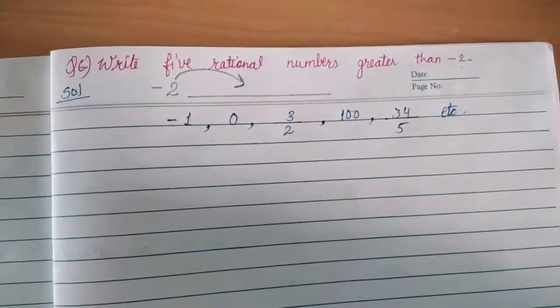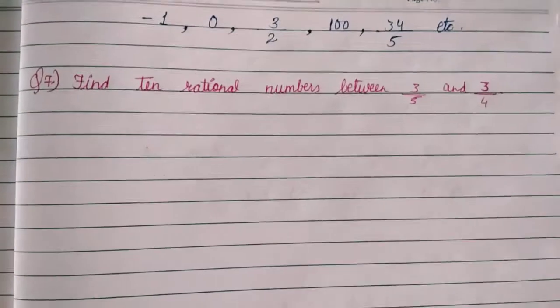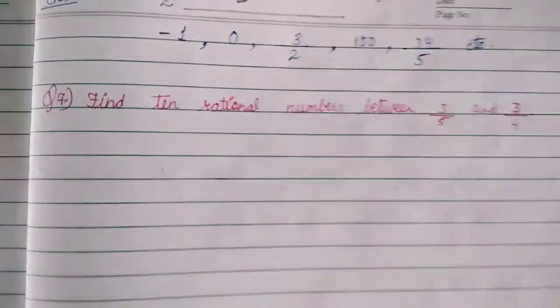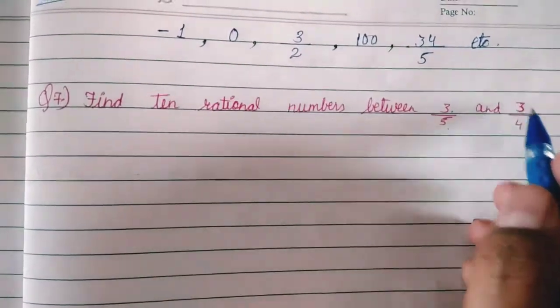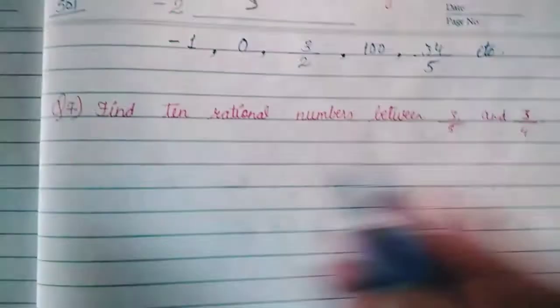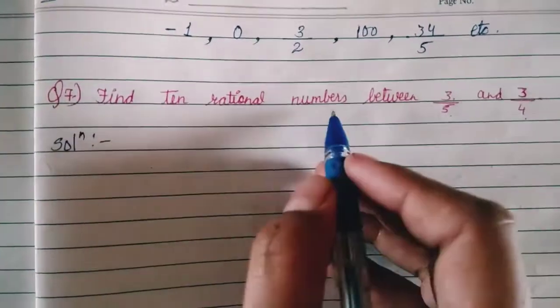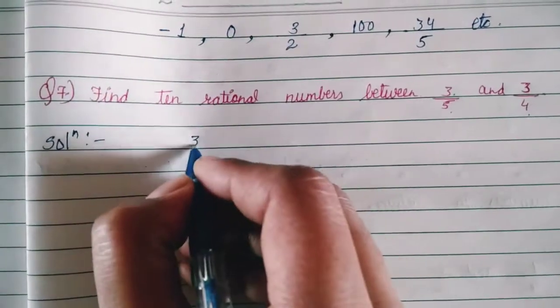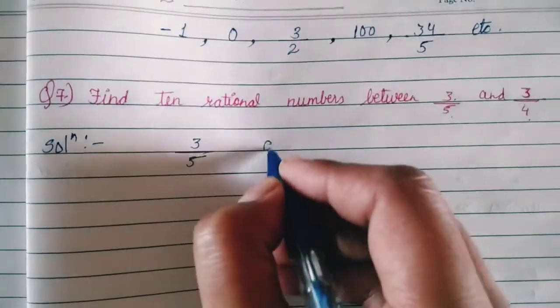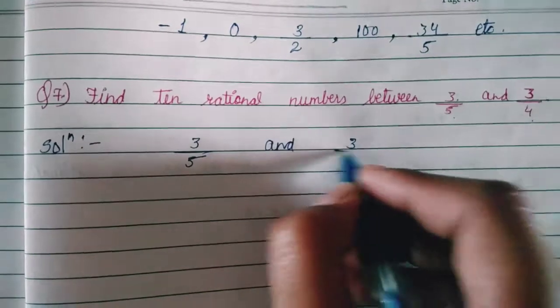Now the next question, question number 7, is: find 10 rational numbers between 3/5 and 3/4. Okay, so the solution is, we have to identify 10 rational numbers between 3/5 and 3/4.